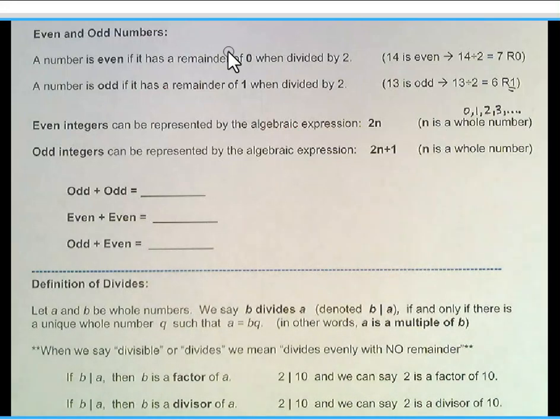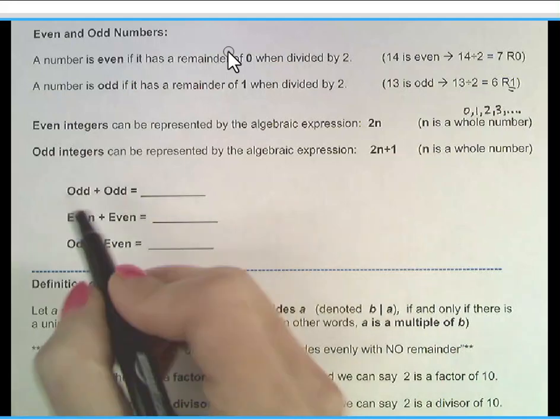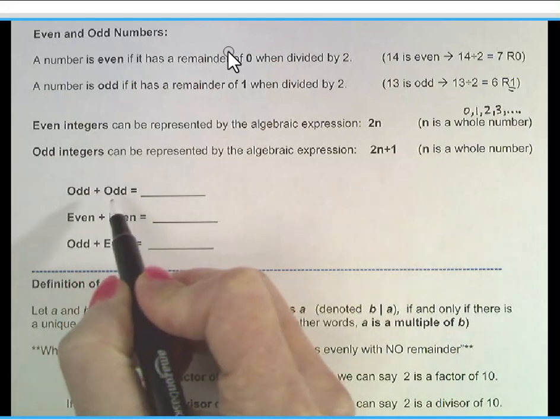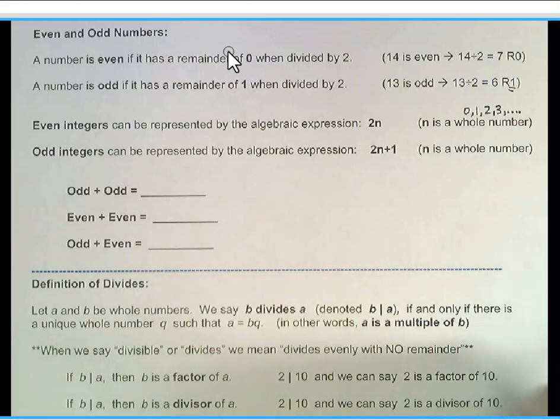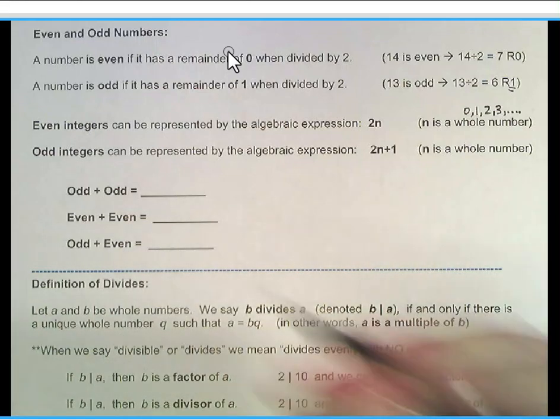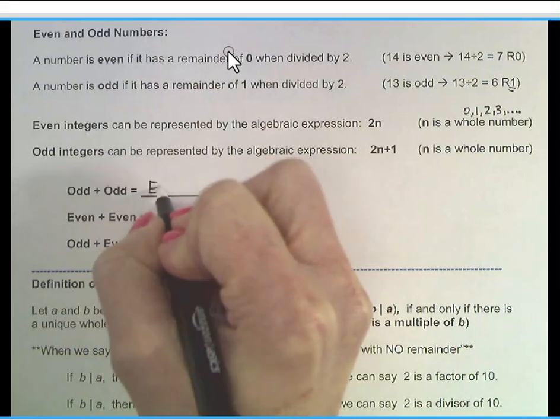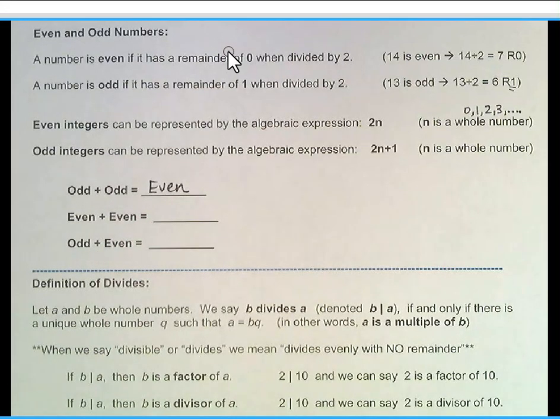So if you take an odd number and you add it to another odd number, what do you get? Do you get an odd? Well, let's see. What about 5 plus 7? Those are both odd. If you take 5 plus 7, you get 12. Well, that's an even number. In fact, if you take any two odd numbers and add them together, you will actually get an even number.